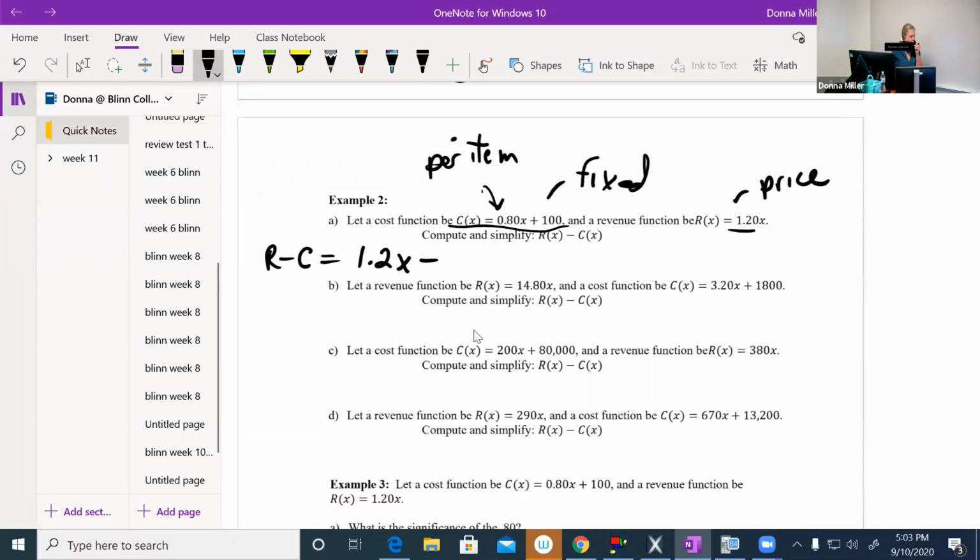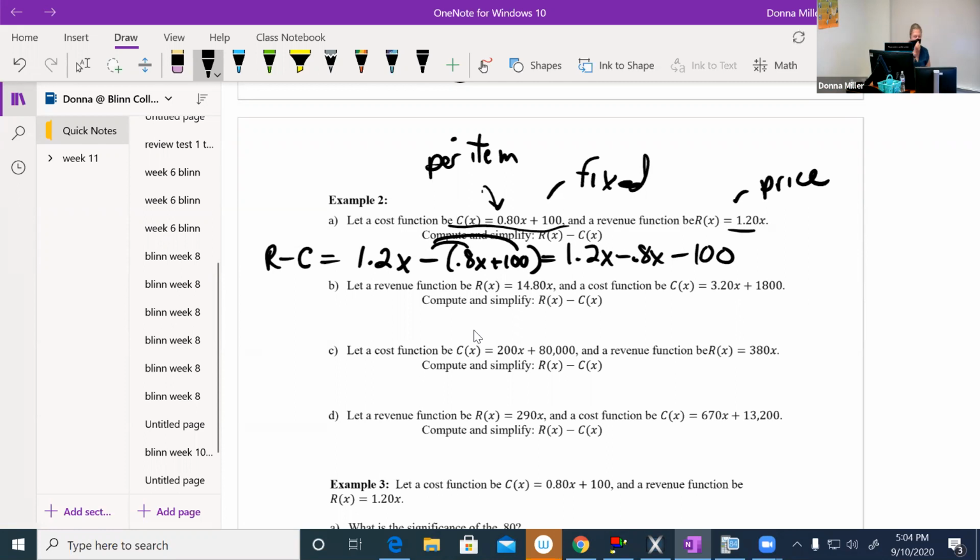When you subtract, put parentheses around C, because you have to distribute the negative, all right? So I'm going to minus 0.8X plus 100. So that minus distributes through there. So that's 1.2X minus 0.8X minus 100. That 100 needs to be subtracted, okay? People forget it all the time, they add it, and then they got problems. All right, and you can combine like terms. 1.2 minus 0.8 is 0.4X minus 100.